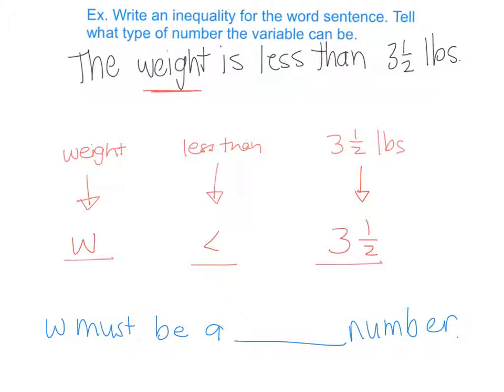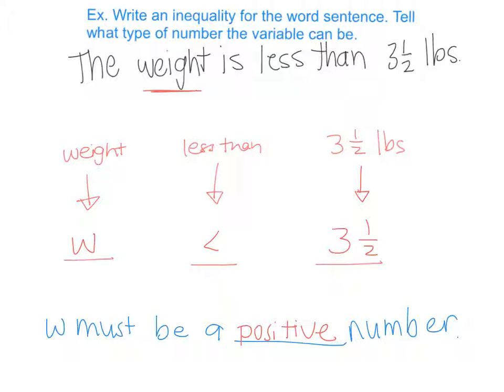What that means is, what kind of number could W be? It could be any number that is positive. That's our only stipulation, our only rule. It has to be a positive number. Weight can't be a negative number. You can't have negative 6 pounds. It has to be a positive number. So this takes understanding of what weight is.